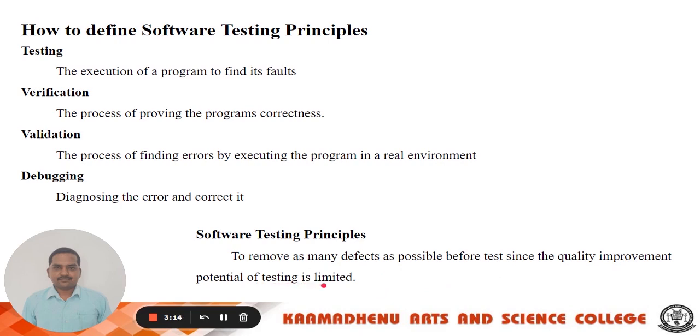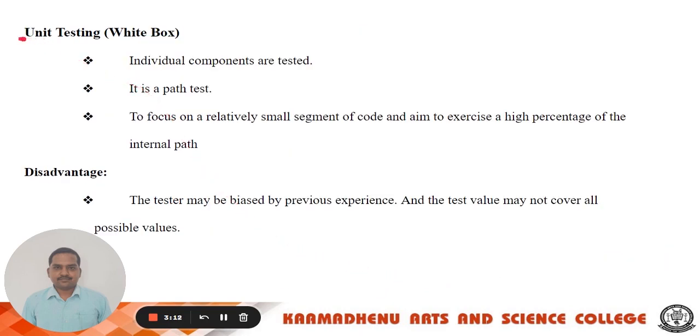of testing is limited. So unit testing, the first one, is simply called white box testing. Individual components are tested in the programming, and it is a path test. It focuses on a relatively small segment of code and aims to exercise a high percentage of the internal paths. So, what is the disadvantage in unit testing? The tester may be biased by previous experience, and the test values may not cover all the possible values.